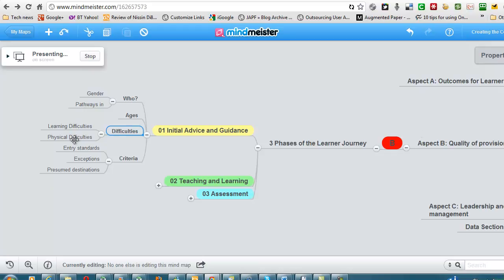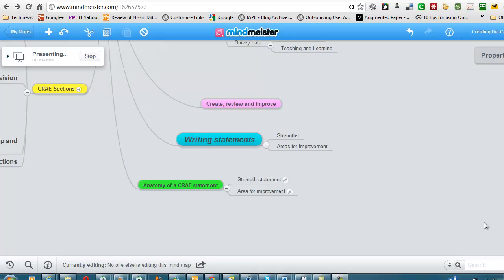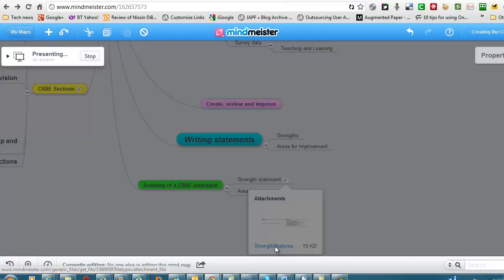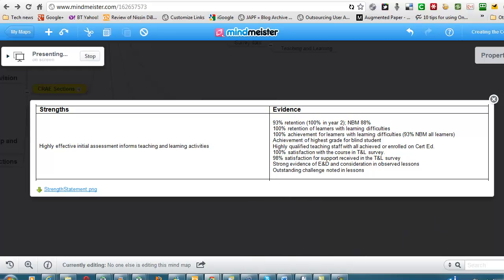And I'll show you a statement now which was a strength statement from a CRAE based on initial advice and guidance, and we'll talk about how that statement was constructed so that it becomes an effective, fair and adequate statement within a CRAE. So here's a link to two statements. One's a strength statement and one's an area for improvement statement. So let's consider the strength statement and work out what it needs to be in order to be a satisfactory statement in a CRAE.